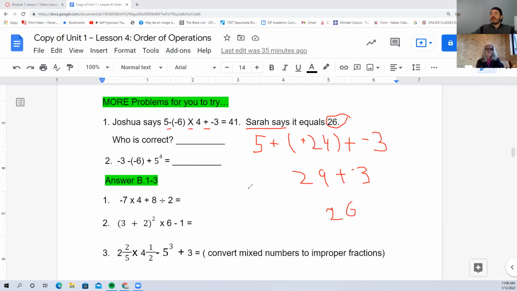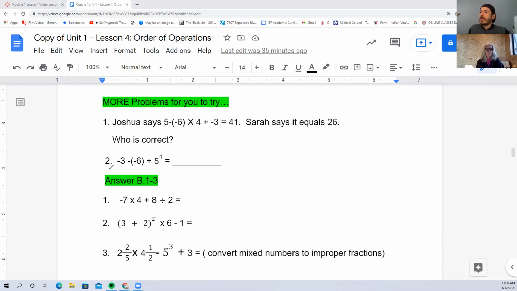Let's give this next one a shot. Let's clear that. Okay, so here we have a subtraction, an addition, and an exponent.